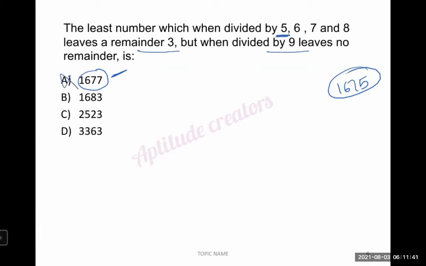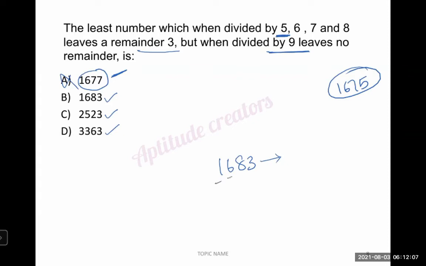Now what about option B? Yes. Here if you are dividing with 5, you will get the remainder as 3. Okay. Here also you will get the remainder as 3. Here also you will get the remainder as 3. Right. Now when divided by 9, there is no remainder. Okay. 1683. What is the sum of the digits for 9? What is the divisibility rule for 9? Sum of the digits, right?